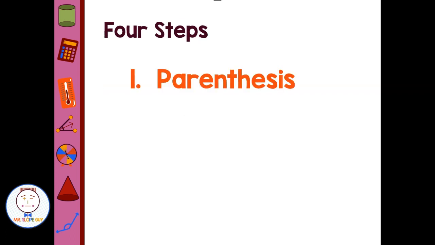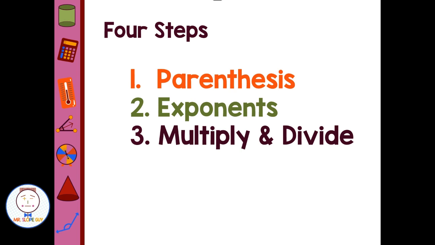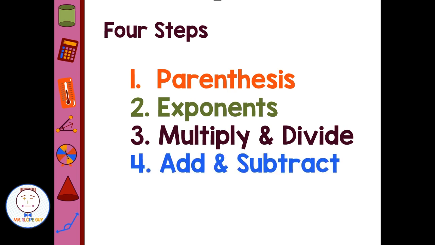We're looking at step 1, parentheses or grouping symbols. Step 2, exponents. Step 3, multiply or divide from left to right throughout the problem. And our last step with order of operations is to add and subtract from left to right. So depending on the problem, we may divide before we multiply. We might subtract before we add. We want to take those as a single step from left to right as we come to them in our problem.